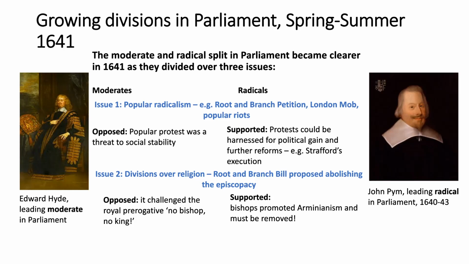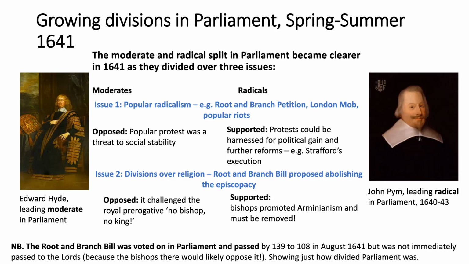If you get rid of the bishops, it's the king and the nobility who might be next on that line of thinking. So again, there's concerns about social stability inbuilt into that. So what happens? Well, the Root and Branch petition was voted on in Parliament. It passes by 159 to 108. Emphasise that in your notes.